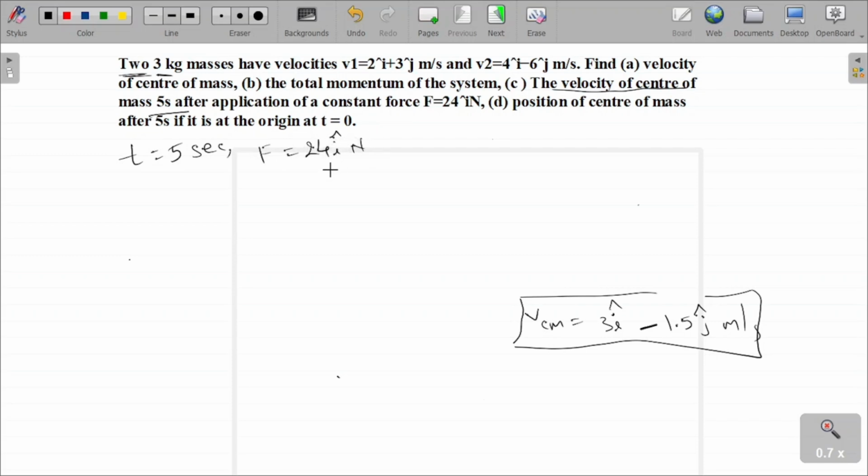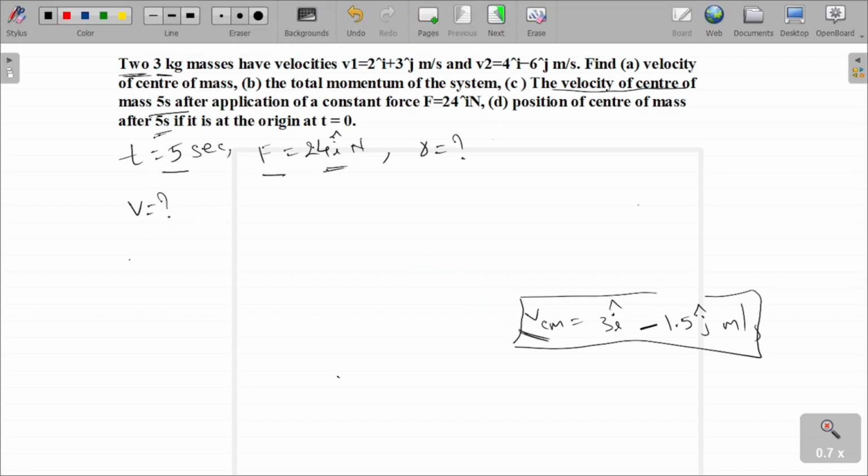Okay, 24 along I cap only, it was there. And the position also we need to find. Position we denote with R, let it be. This also for 5 seconds only. Okay, now to find, they have given force and time. They ask you to find the velocity after 5 seconds.